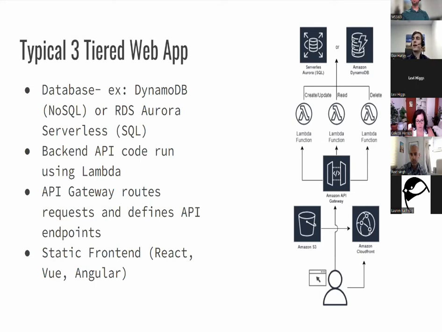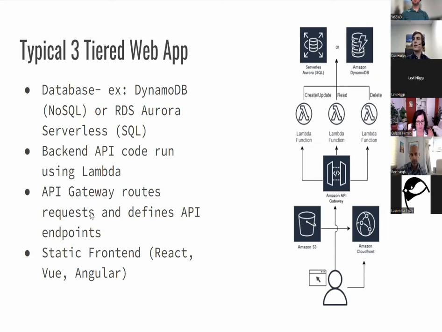In a three-tiered web app, you're going to have a database, a data layer. This would be where you're storing customer information. You're going to have a backend API. And then you're going to have a front end. This will be a static front end, like we're using a framework like React, Vue, or Angular.